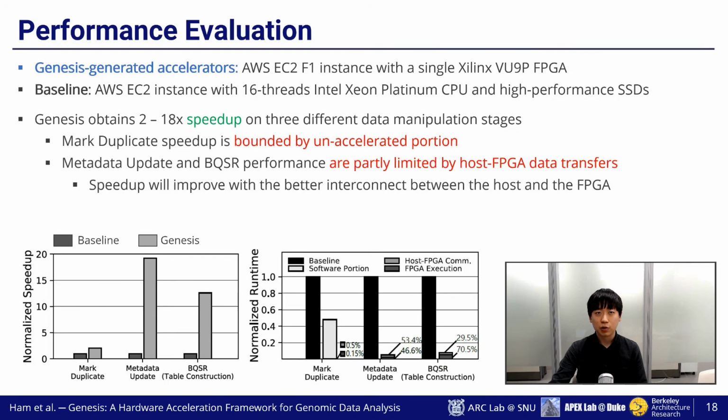The runtime breakdown shows that the Genesis speedup on the mark duplicate stage is limited by the unaccelerated software portion. On the other hand, the metadata update and the BQSR performance are partly limited by the host-FPGA data transfer time. We expect the speedup to improve in the future with a better interconnect between the host and the FPGA that provides higher bandwidth. Finally, note that the speedup can be further improved with the use of multiple FPGAs.